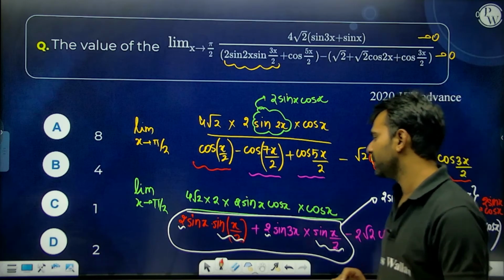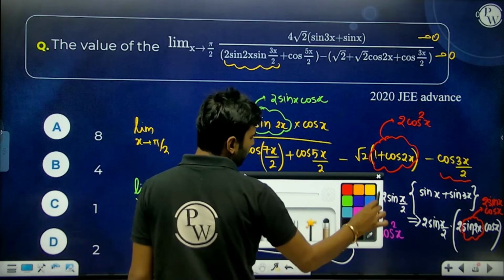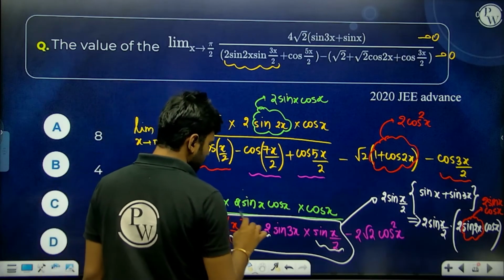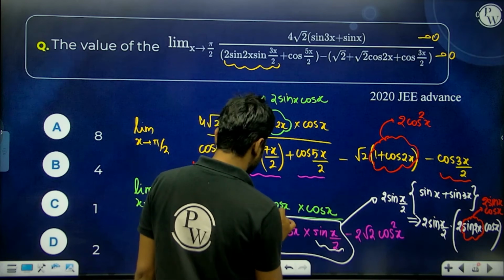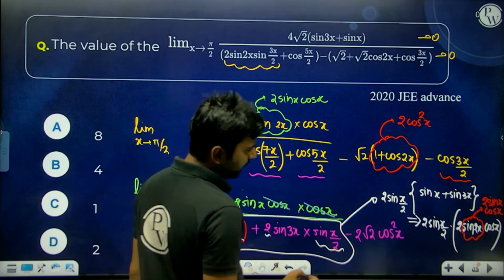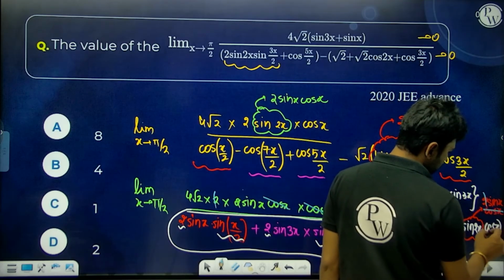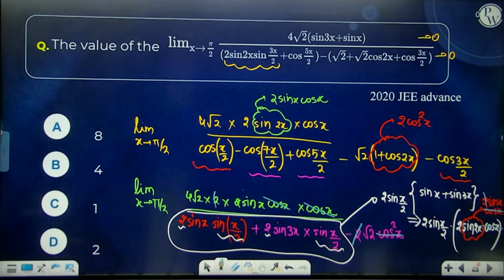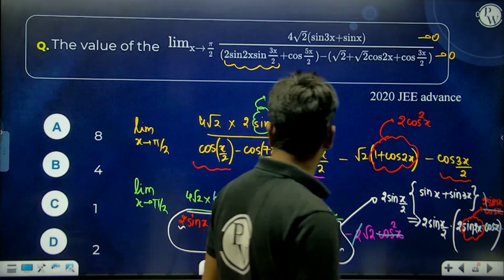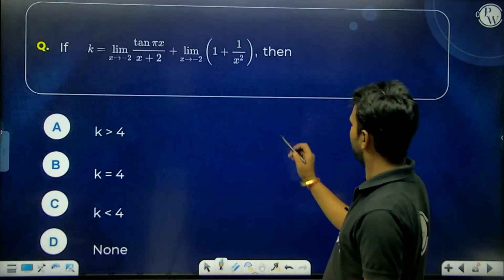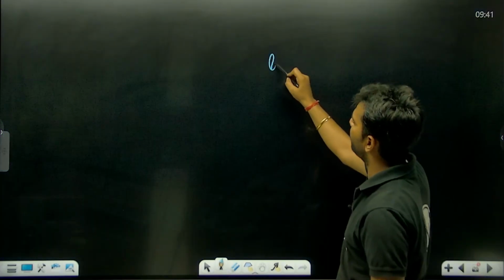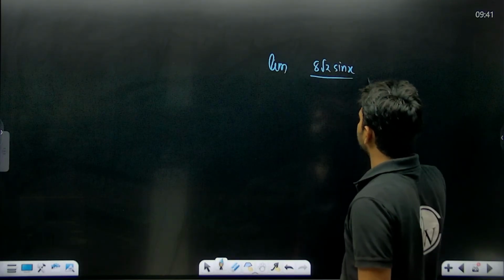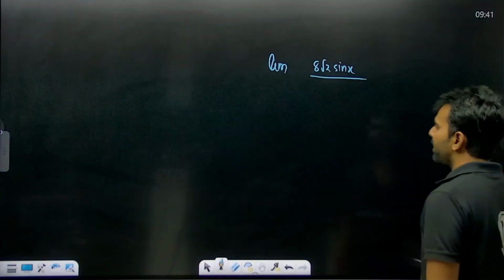So can you see that something good is happening? I think you will be able to observe it over here, that this 2 cos square x and this 2 cos square x and this 2 cos square x will be cancelled, and you will be left out with 8 root 2 sin x. Let me write it on the next page. Limit 8 root 2 sin x divided by, and x is moving towards where? X is moving towards pi by 2.